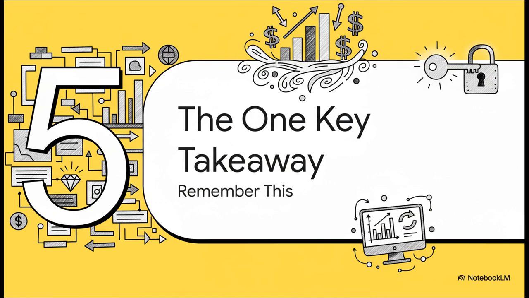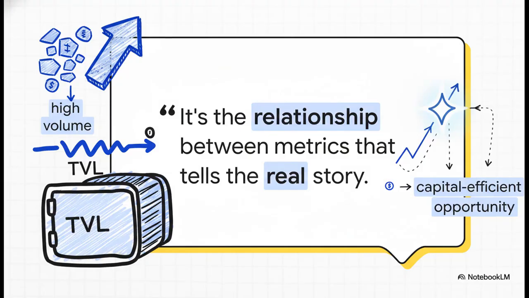Okay, we've gone through a lot. TVL, volume, that magic ratio. But if you walk away with just one single thing today, I want it to be this. This is it. Don't just look at one number in isolation. A huge TVL is okay. High volume is great. But the real story, the secret to finding those incredible opportunities, is in how those two numbers relate to each other. It's all about that volume to TVL ratio.